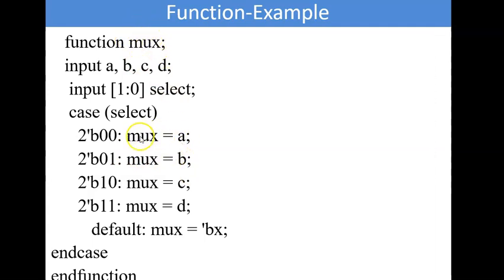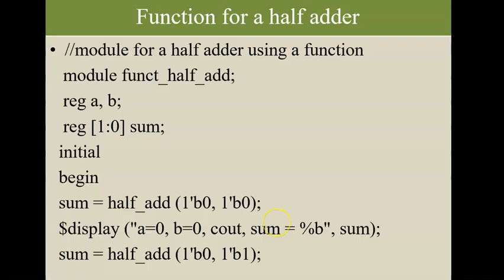Now A is equal to the function. B is equal to here. C is equal according to this default. When I do simply B of x is taken as a binary, that is unknown value. X means, as you know, unassigned or unknown is given to mux. That means it will be. So end case, because we have used a case statement here, and function for a half adder.